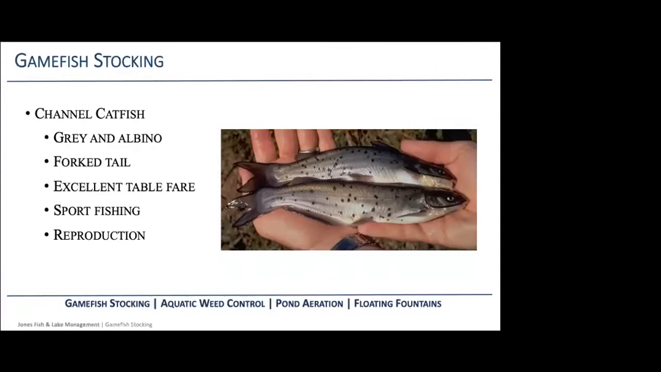They have that really deep forked tail there. Again, another fish that's very, very good to eat. So if you want a food source in your pond, the channel catfish are a really good thing. Reproduction can be tough. Usually they're not going to reproduce in a pond. They need a very specific structure and habitat.